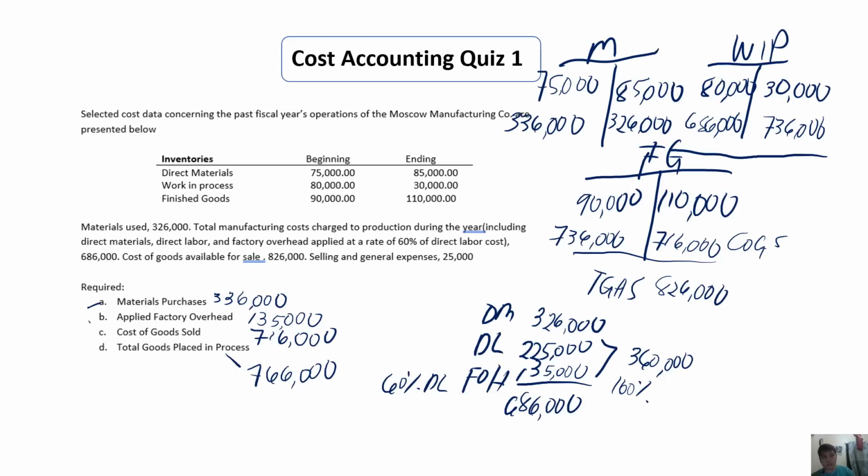766,000 pesos. So again, to review our answer, the materials purchased is 336,000 pesos. The applied factory overhead is 135,000 pesos. The cost of goods sold is 716,000 pesos. And the total goods placed in process is 766,000 pesos.